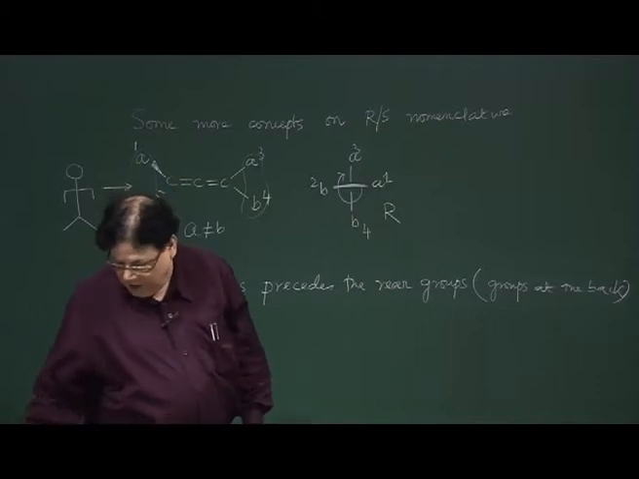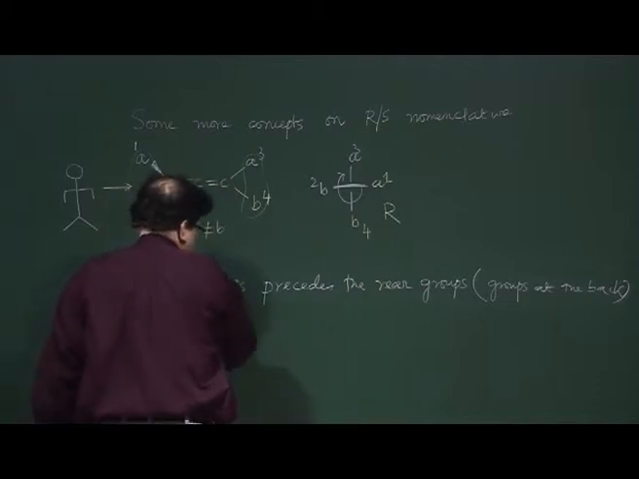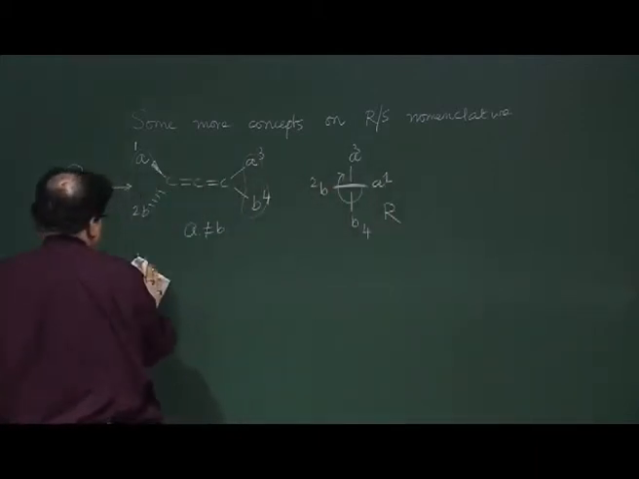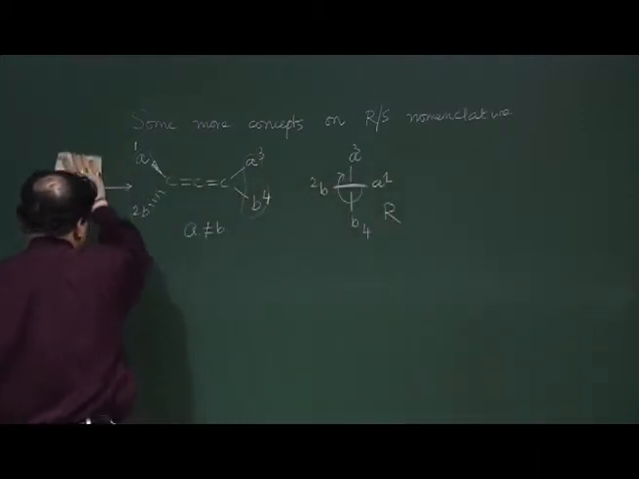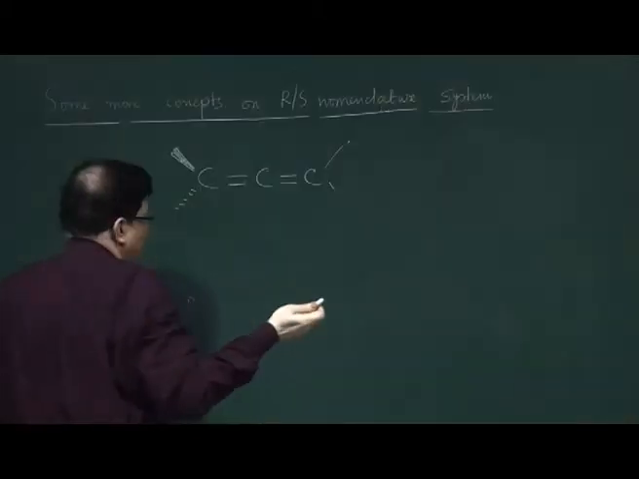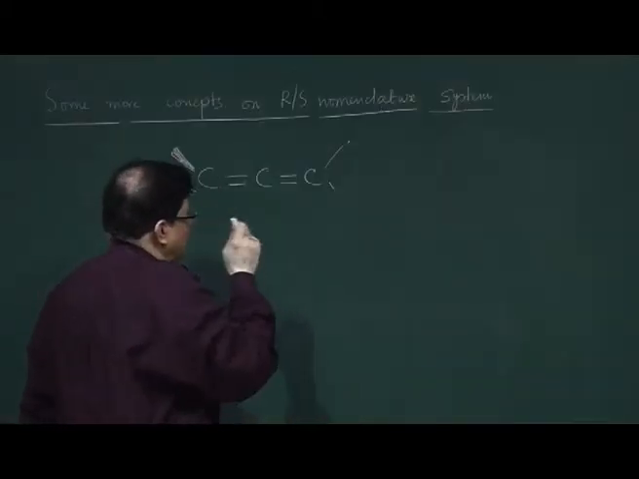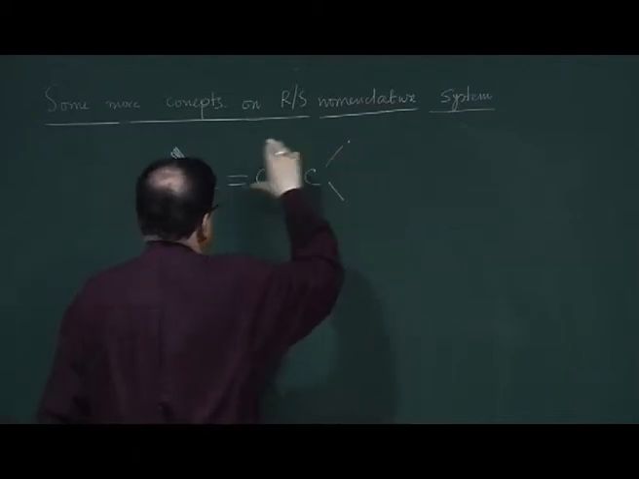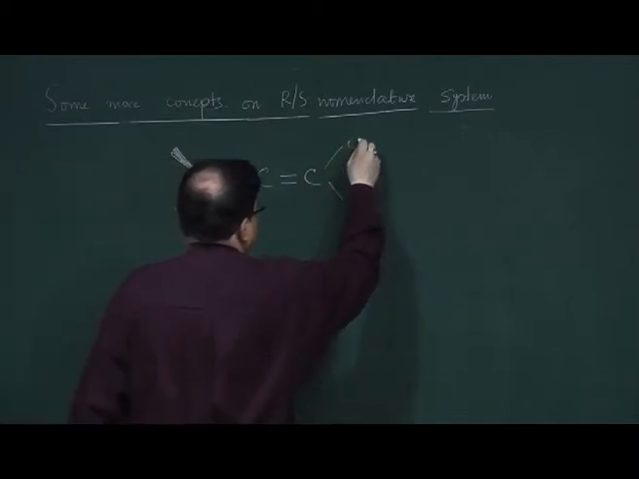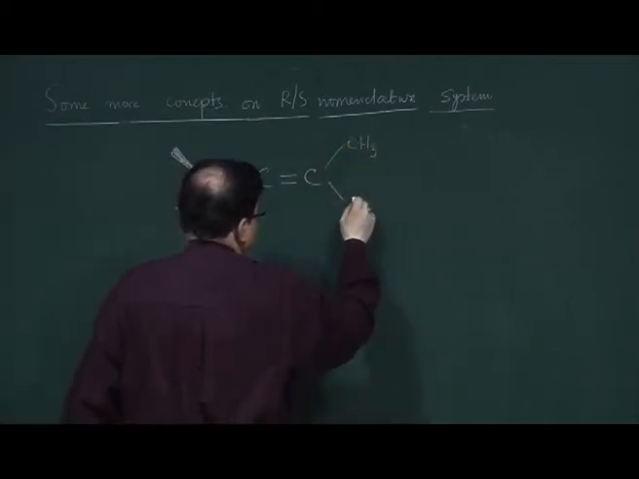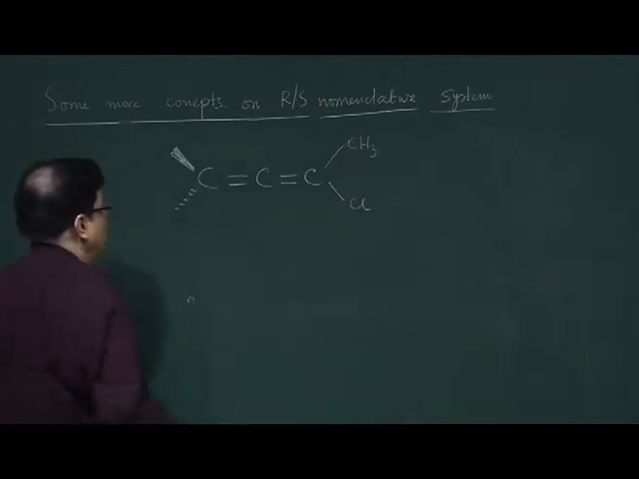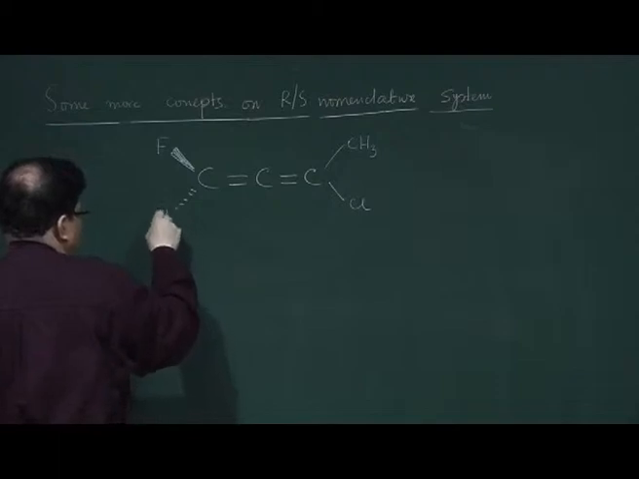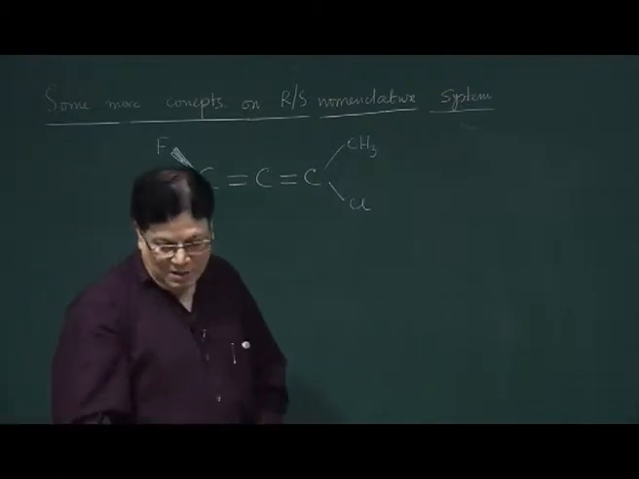So, let us now go to the actual examples where these A and B's are replaced by groups. They can be different, they can be same. The only restriction for chirality is that at the ends the groups should not be identical. Okay. So, let us take an example of an allene which exists in chiral forms, and we want to find out, suppose this is fluorine and this is hydrogen, whether it is R or S.